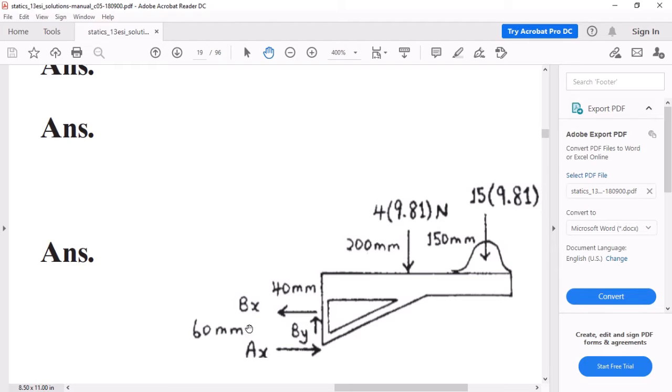First equation summation forces بالx equal to 0, so we have ax minus bx equal to 0. This first equation, two unknowns. لو ناخد مثلا summation of moment about point B equal to 0, so we have ax times this distance which is 6 millimeter، هتعملنا moment counterclockwise، minus 4 times 9.81 times this distance هتعملنا clockwise، برضو minus 15 times 9.81 multiplies by this total distance اللي 150 plus 200 مليمتر، برضو هتعملنا clockwise.